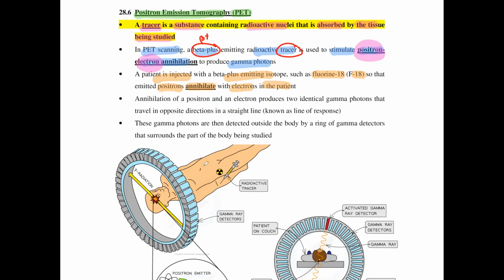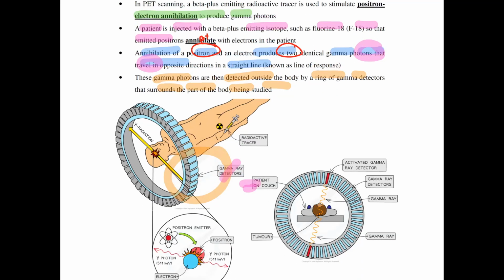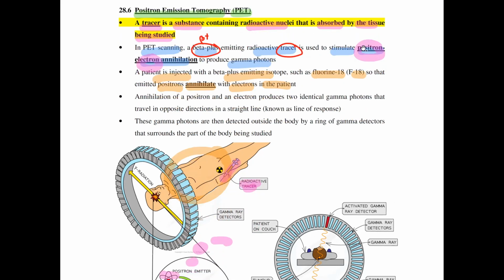So you look at the diagram below, this is your patient. What you do is that you inject a tracer that specifically emits beta plus particles. So the idea here is that once your tracer is inside your body and emits beta plus particles, it will actually interact with an electron and undergo something called annihilation. Okay, so the annihilation of the positrons and electrons will actually produce two identical gamma ray photons that travel in opposite directions in a straight line.